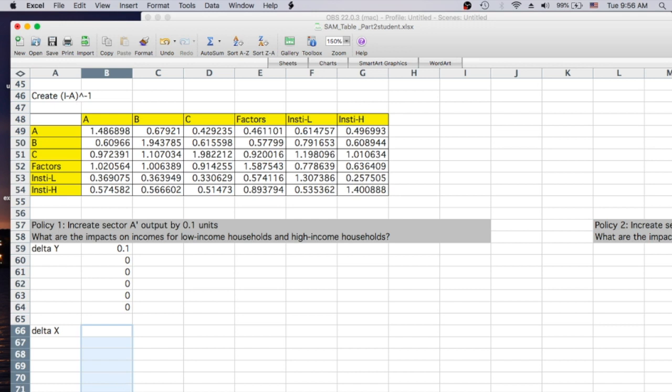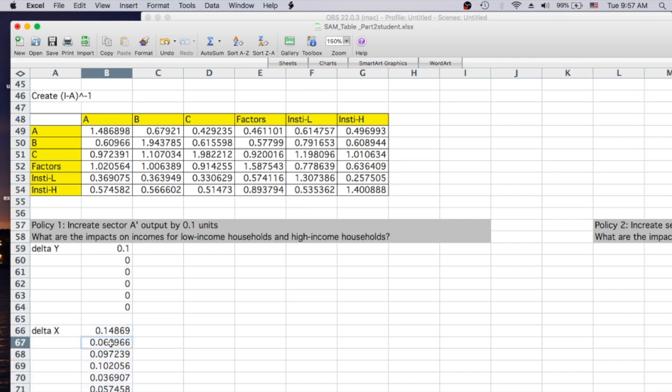Okay, and this will be equal to, this is MMULT. Now you highlight the inverse of I minus A, comma, and then you highlight the delta Y. So here is a matrix multiplication. Then you press Control Shift Enter at the same time. And here are the results. Okay, you need to know how to interpret results.